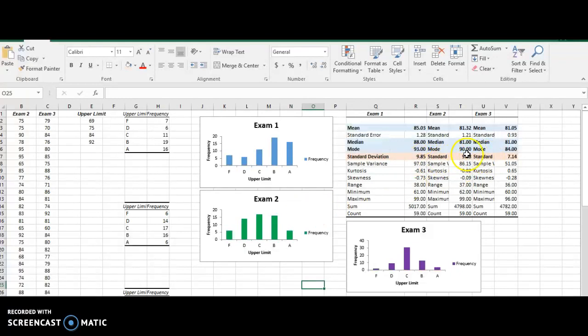And we have on the surface two exams that look very similar in the fact that the means were both 81 and the medians were both 81. But when we take a look at the standard deviation, we can see that this one had a lower standard deviation, which means that exam 3 had a set of data that was tighter to the mean.